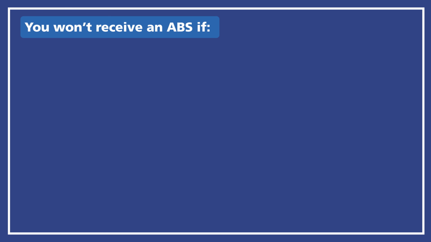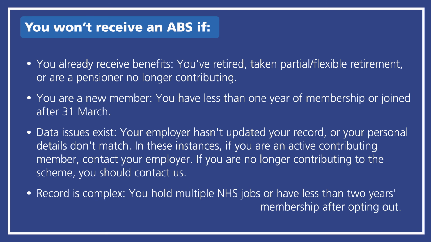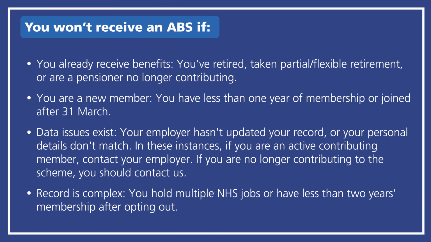Yes, there are. If you're already receiving part or all of your NHS pension scheme benefits, if you're not a member of the NHS pension scheme, you're a new member of the NHS pension scheme with less than 1 year's membership, you join the scheme after the 31st of March, which is out of date for the year's annual benefit statement cut-off. Your membership record has not been updated by your employer, which means that we don't have the information to calculate your annual benefit statement.